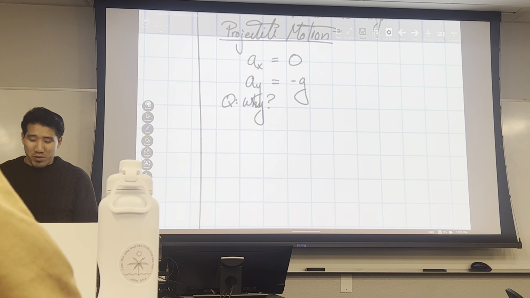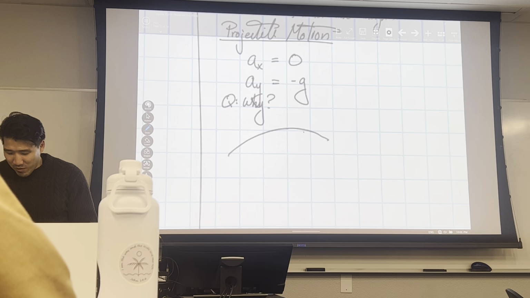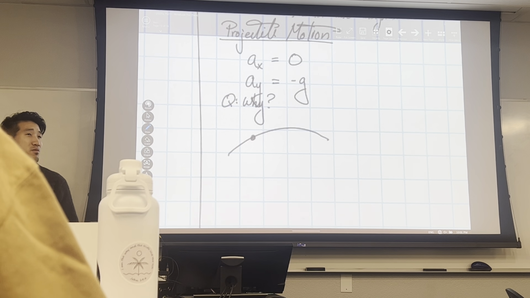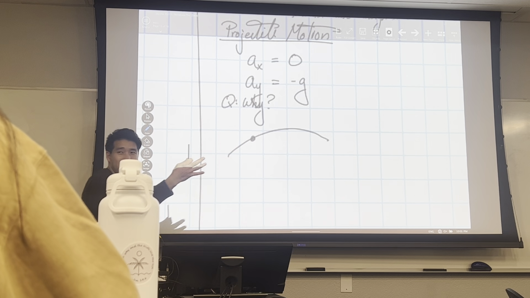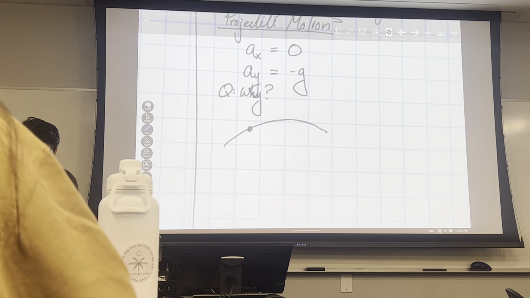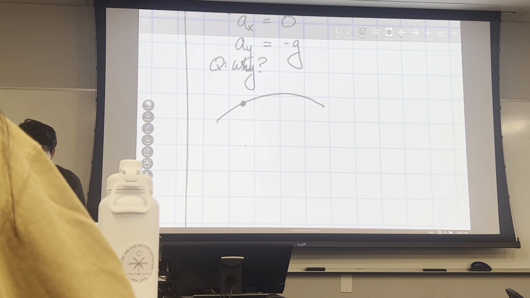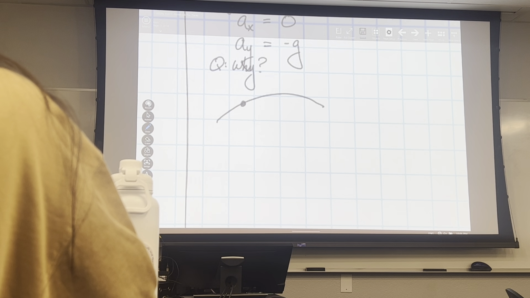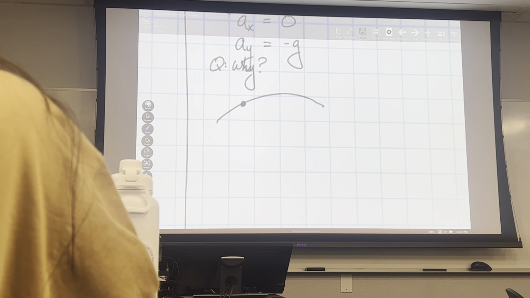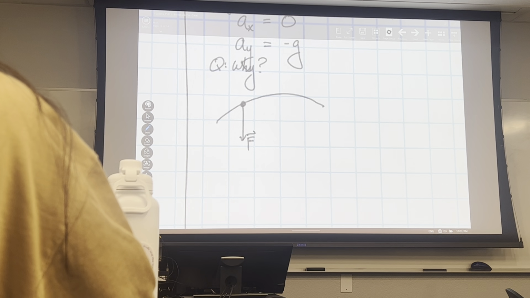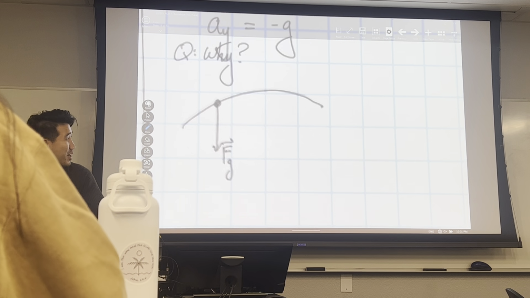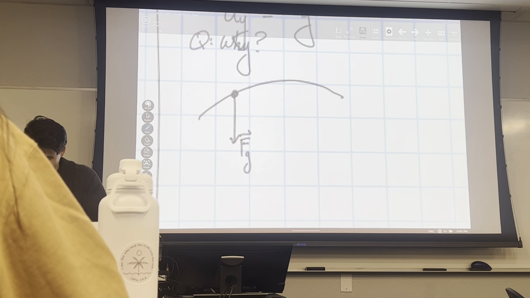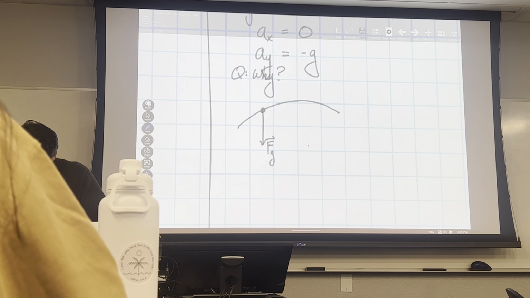When an object is in projectile motion, let's say it's following this trajectory, and the object is right here, what are all the forces acting on this system? What does our free body diagram look like? You have the force of gravity, what else? Trick question, that's it. That's all we have. Except that's not a trick question.